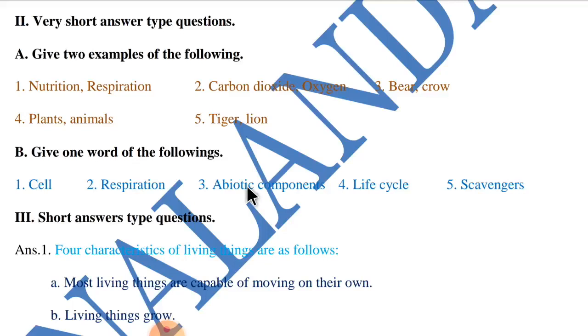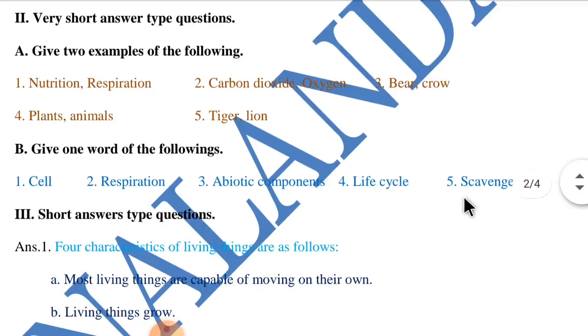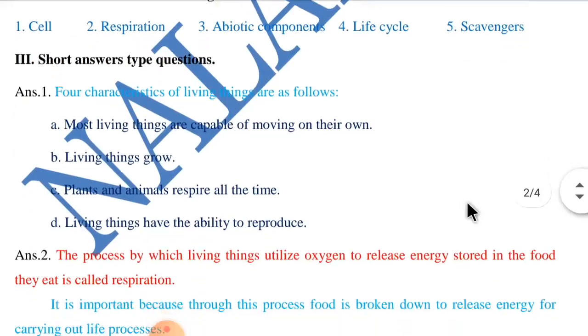Next, components of the environment that are non-living are called abiotic components. Next, the cycle of growth and development of an organism is called life cycle. Next, animals that feed on dead plants and animals are called scavengers. So these were the objective questions of this chapter.